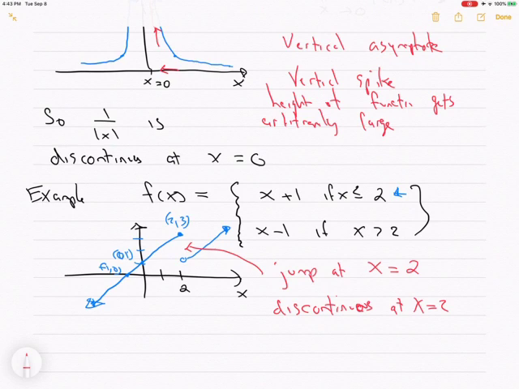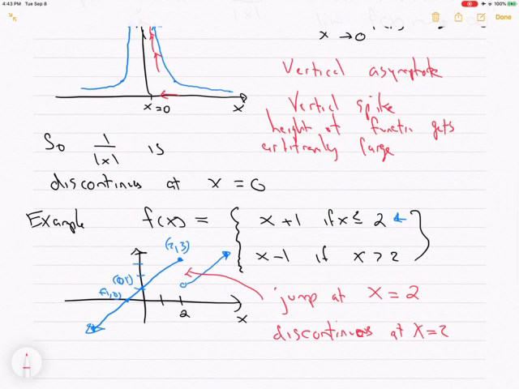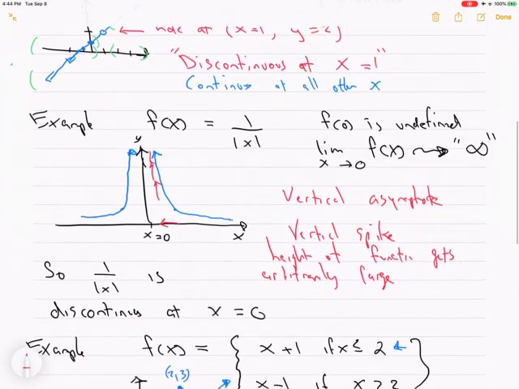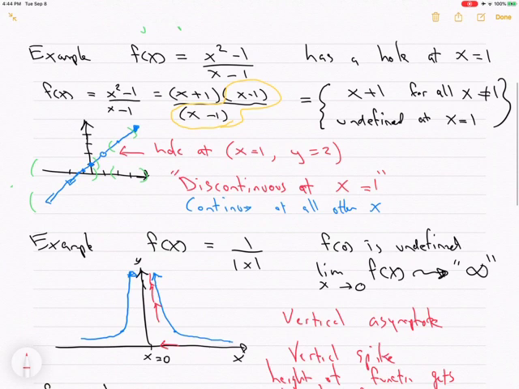Okay, and so these are the three different situations that will prevent you from being continuous. You either have a jump, or you have a vertical asymptote, or you have a hole. If you don't have these situations, then everything is continuous.